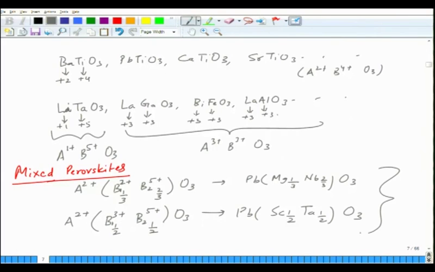We will finish here in this class, where we looked at spinel structure and perovskite structures. We will do the remaining structures in the next lecture. Okay.